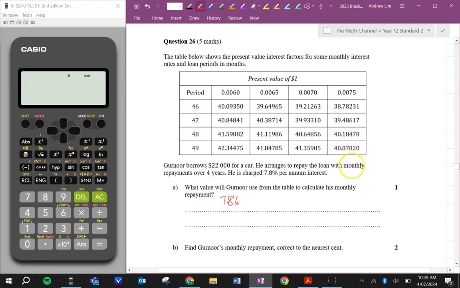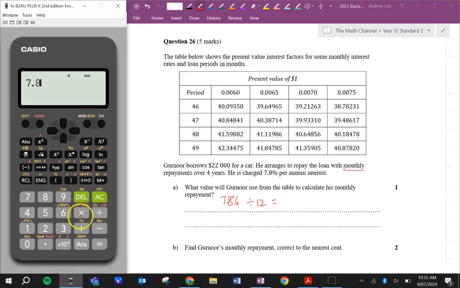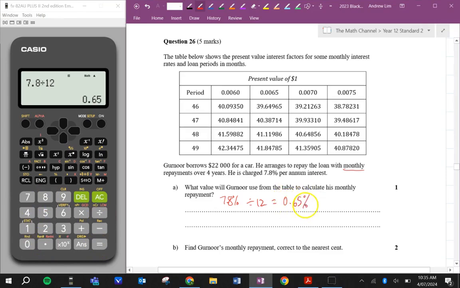7.8%, but because it's monthly, we need to divide that by 12. So 7.8 divided by 12 is 0.65%. So that's this column. For 4 years, so 4 years is 48 months. So that's this row. So he'll be using 41.11986.